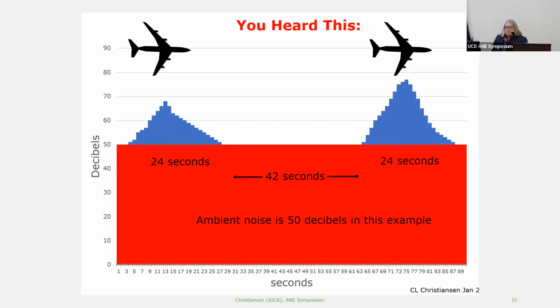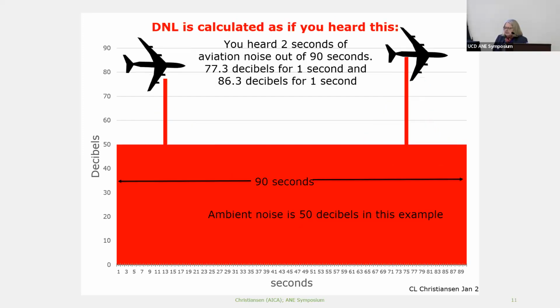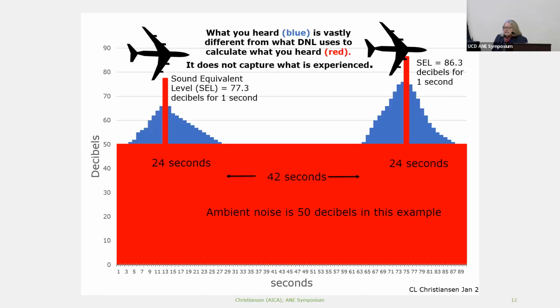This is an example of how you might experience noise if you live away from the airport in a 90-second time period. 2 airplanes, both being heard for 24 seconds, 42 seconds in between, ambient noise level of 50 dB. The DNL is calculated as if the people actually heard not 48 seconds, but 2 seconds of noise at slightly higher dB. So this is what we say does not capture the experience and causes DNL 65 to be an invalid metric for noise sensitivity.